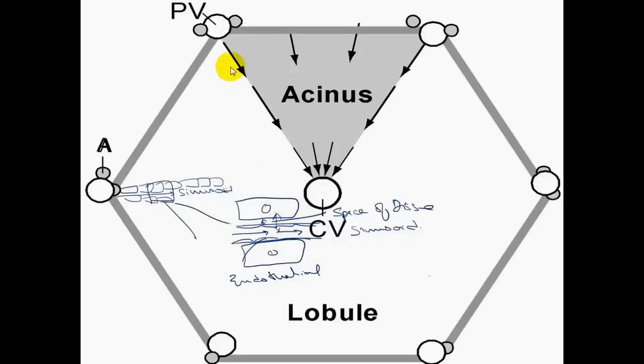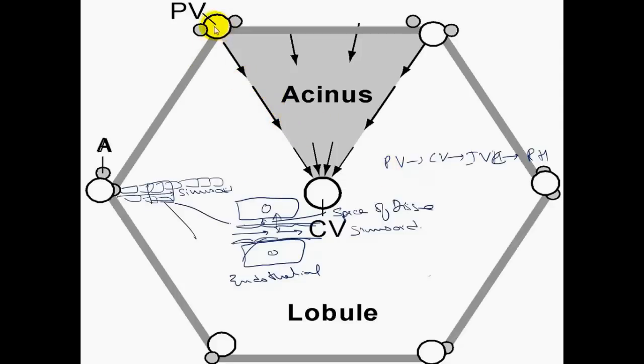So we can see here that the movement of the blood is from the portal triad towards the central vein. From the portal vein it goes all the way into the central vein, from the central vein it goes to the inferior vena cava, and from the inferior vena cava it goes to the right heart. This is how the flow of the blood is. Now what happens inside this acinus?